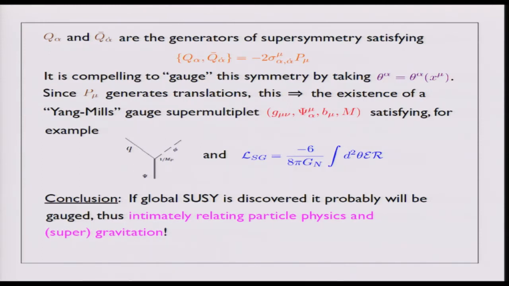So here's a gravitino coupling to a quark, and then coupling to a scalar. And you can then write down the simplest Lagrangian for this, which just turns out to be gravity, in this case, supergravity. So the conclusion of this, and again, Wess used to point this out to me all the time. He would say, well, people are always talking about the hierarchy problem as being important. But one thing that's important is that if global supersymmetry is to be discovered, it will probably be gauged. And thus, you intimately relate particle physics with supergravity in a way which is very, very clear. It's just another Yang-Mills theory, if you like. So I think this is a very important point.